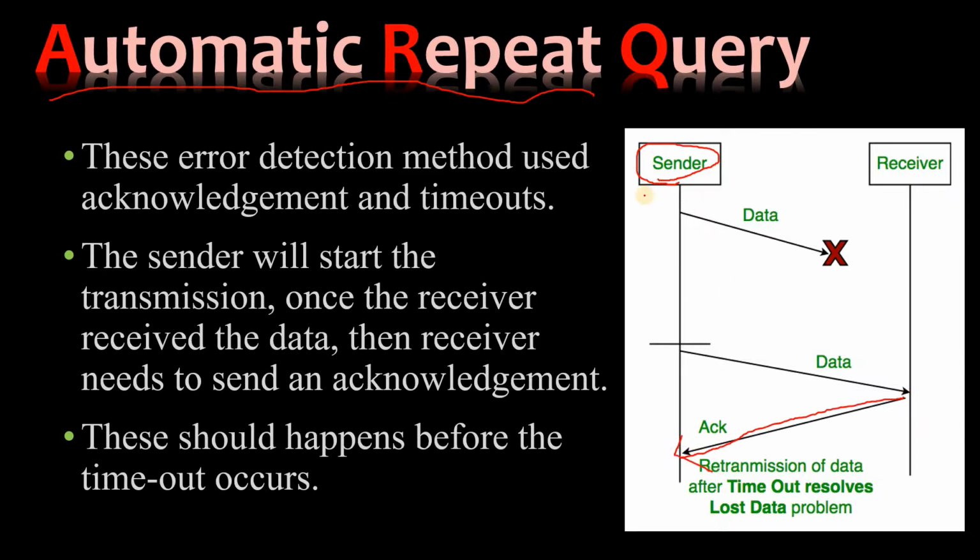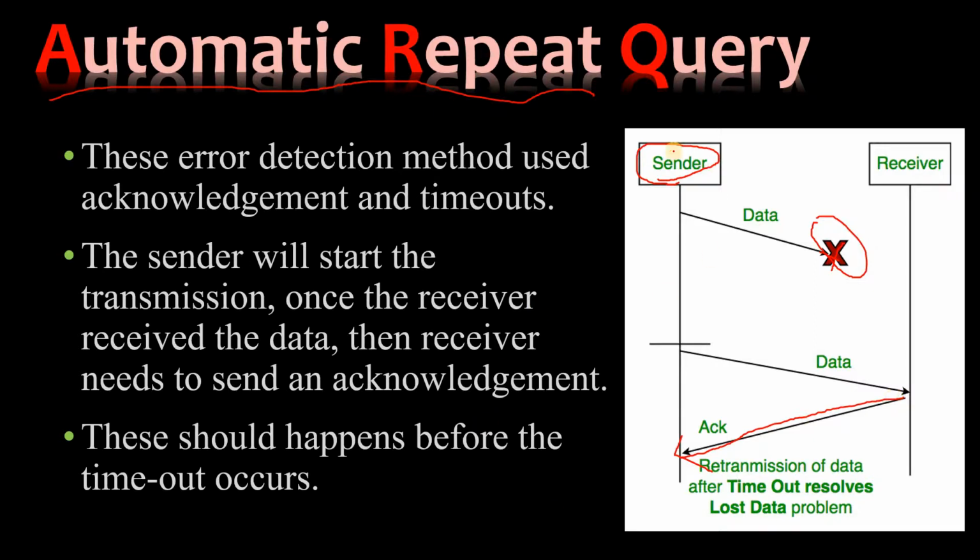Okay, say for example a sender is sending data that suddenly got corrupted somewhere. The receiver did not receive it. Within the particular timeout, the receiver is not going to send any acknowledgement. So the sender identifies, okay, the data is not transmitted correctly. Then it will retransmit the data once the time is up. That is what will happen in ARQ.